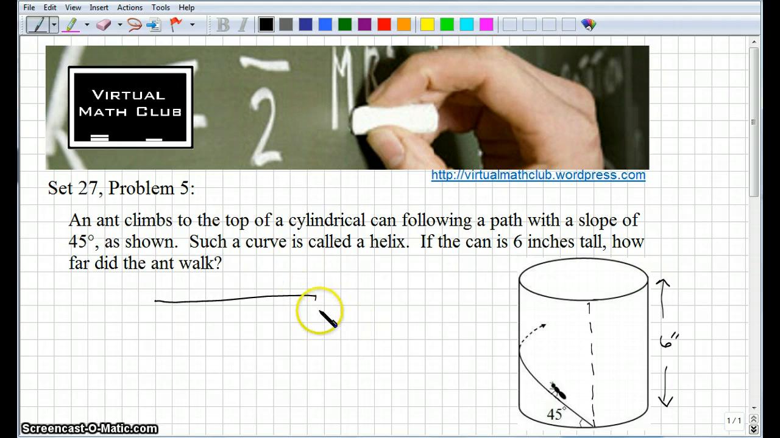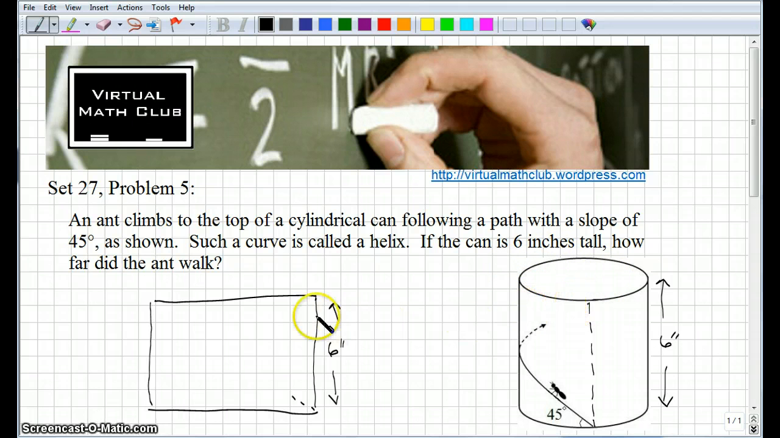The rectangle will look something like this, if I can draw a decent rectangle. This is where we've sliced it, and this is where the ant is walking up the can. This edge here is the same as this edge over here. The height of this rectangle is 6 inches, just the same as the height of the can, and the length of the rectangle is going to be the circumference of the can.